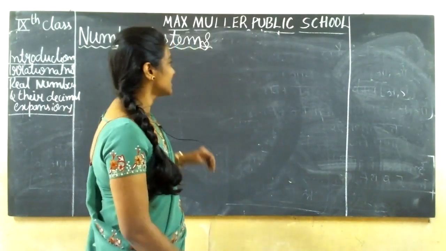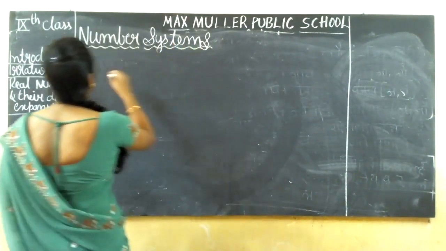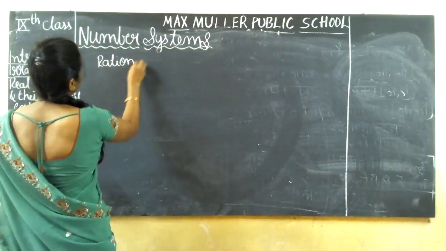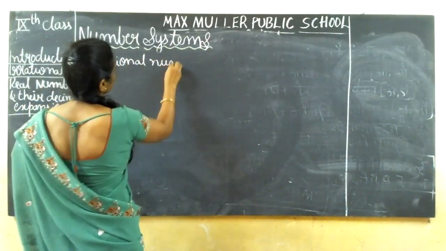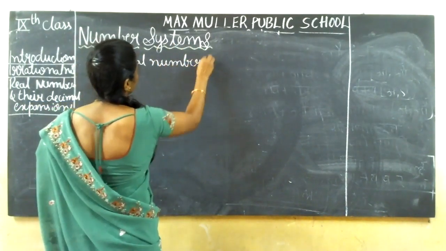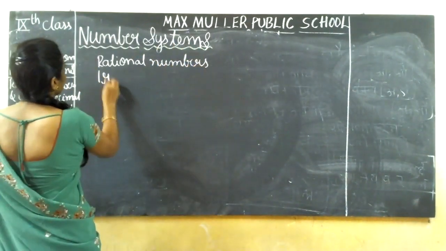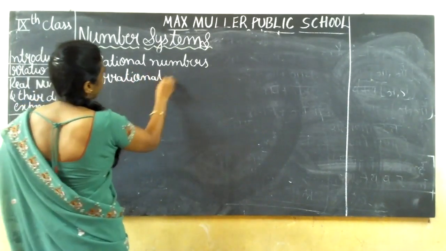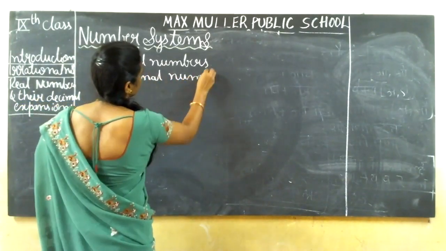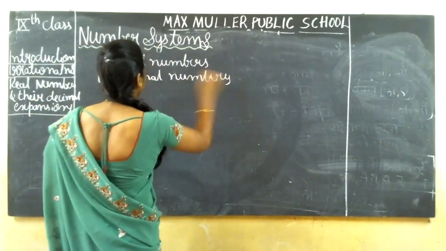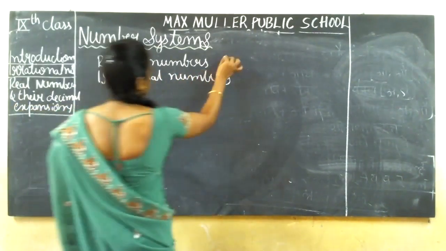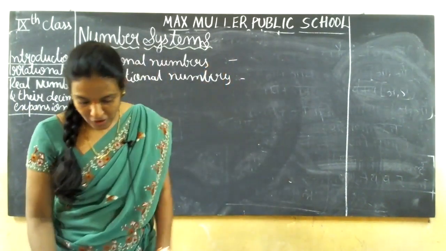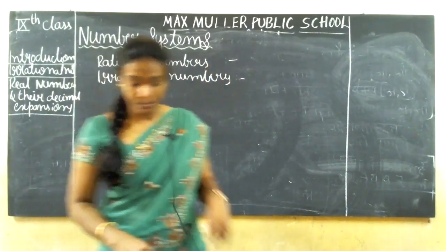In the last session, what we learned was rational numbers and irrational numbers. So what is a rational number and what is an irrational number? And give me examples of rational and irrational numbers.